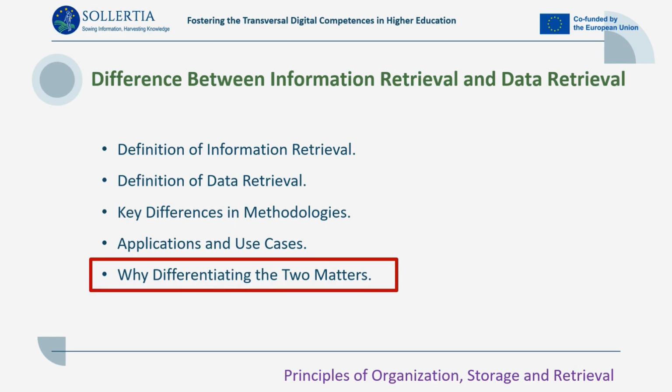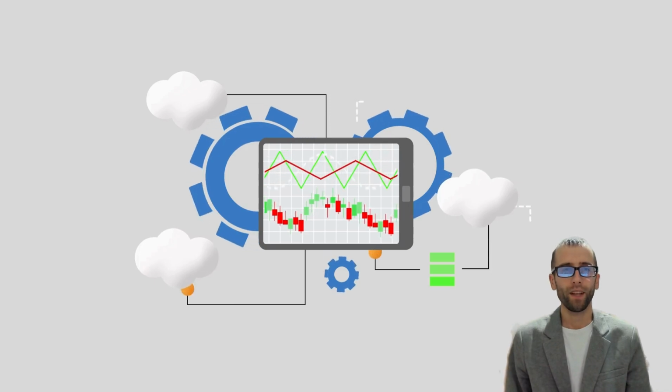Understanding the difference between information retrieval and data retrieval is critical for developing efficient systems to manage and access information. As data volumes grow, recognizing these distinctions will help in choosing the right technology and approach for each task, ensuring that systems are optimized for either seeking information or extracting data.